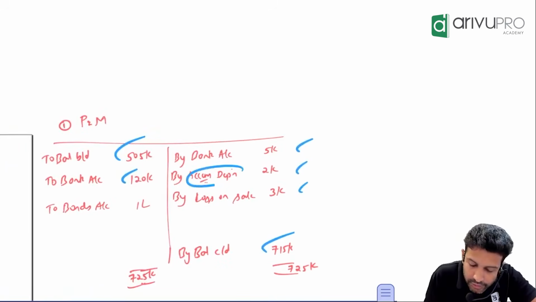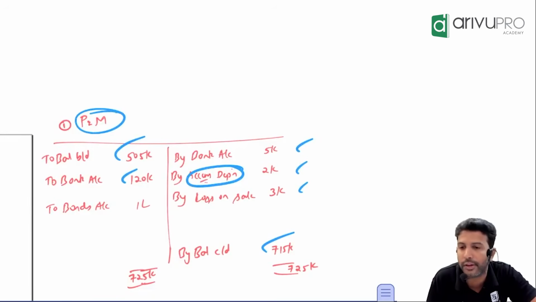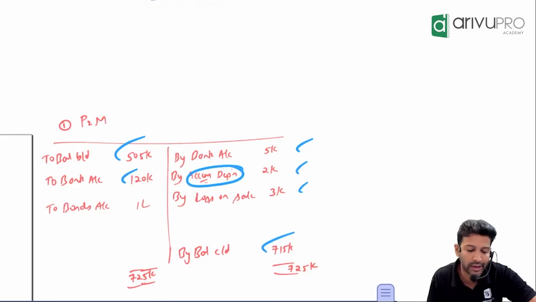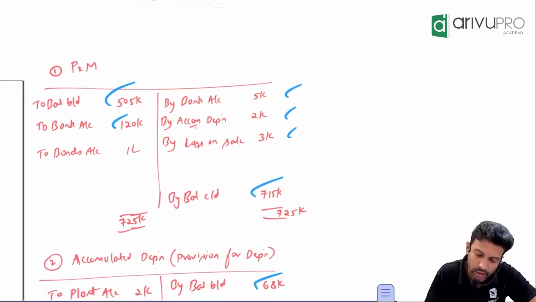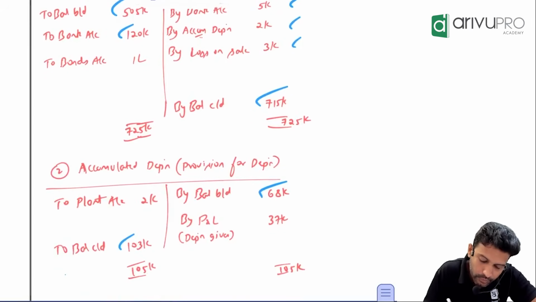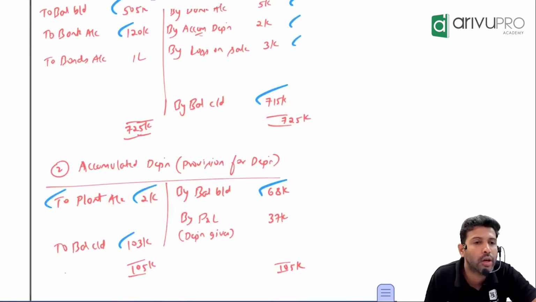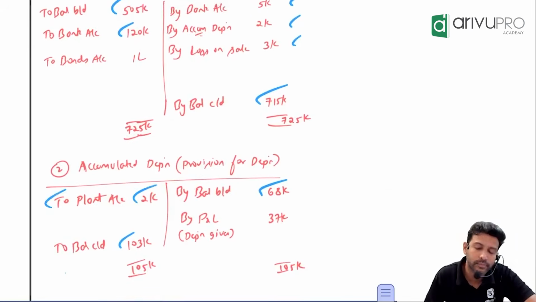Sir, does this entry affect only PP or also provision for depreciation? So in your provision for depreciation or accumulated depreciation, what entry will you pass? To PP, how much? To plant account 2,000. Done now.